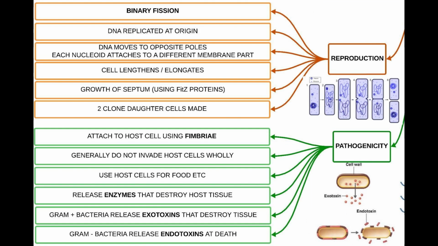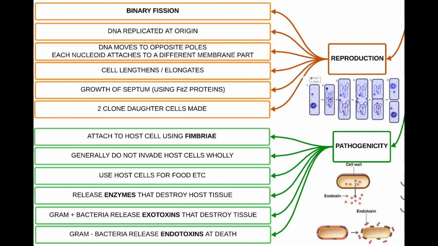Bacteria reproduce by binary fission. The DNA replicates at the origin. The DNA moves to opposite poles. Each nucleoid attaches to a different membrane part. The cell lengthens or elongates. The septum grows using the FtsZ proteins, which creates two daughter cells that are clones of both each other and the parent cell.